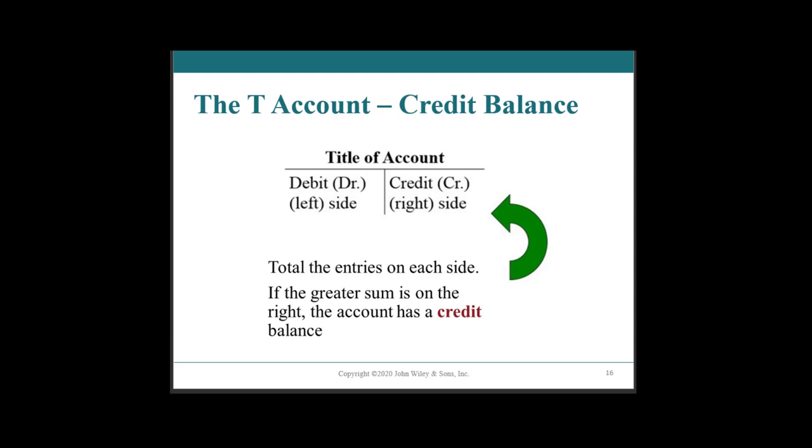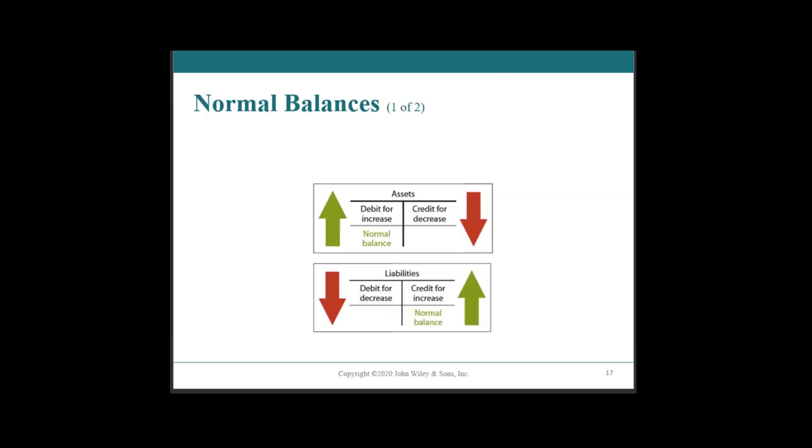Okay, so linking back, and again, learning is repeated exposure to same or similar materials and then applying them. So we're going to do the repetition, then we're going to be doing the applying. In general, our debit balances are for assets, and our normal balances for our liabilities and our equity are credit balances.